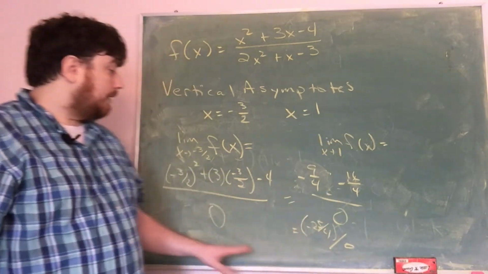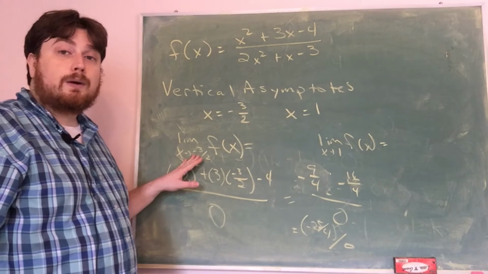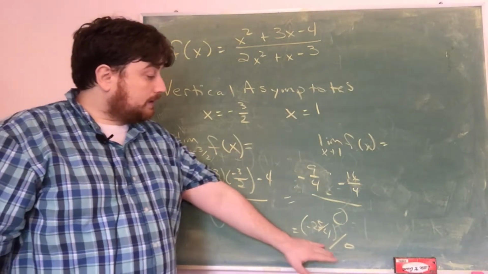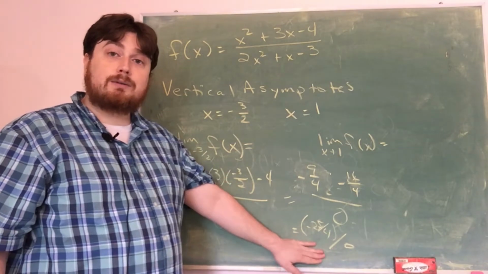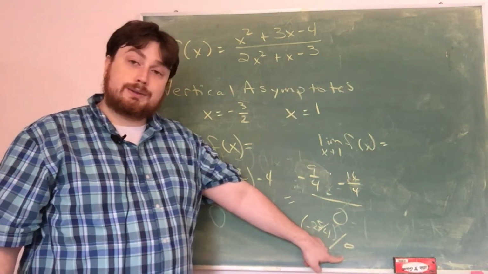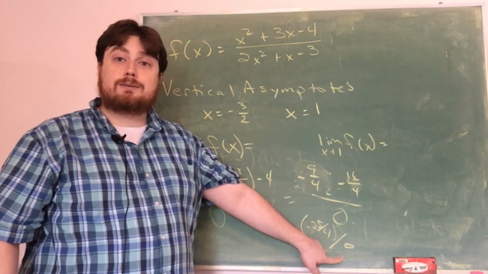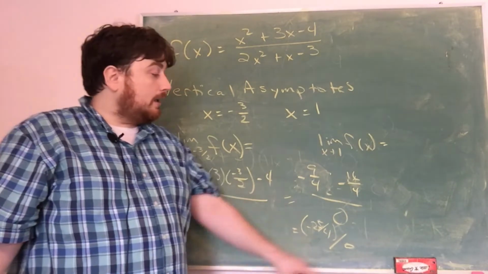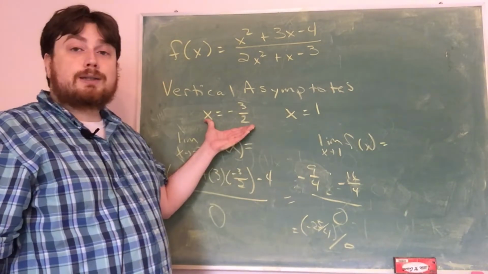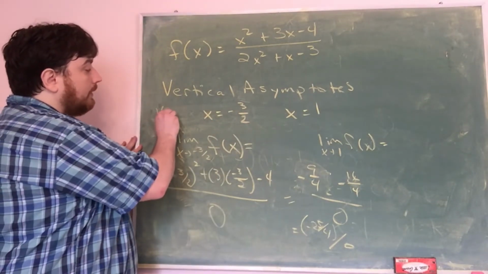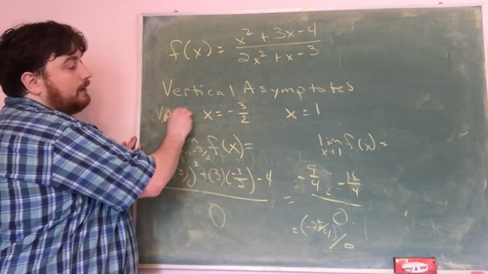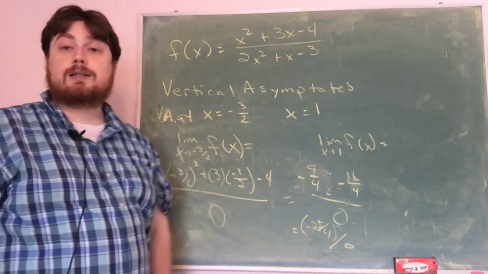Whether it's positive or negative depends on which direction we're coming from. And so what's going to end up happening here is that one direction is going to be positive infinity, one's going to be negative infinity. So if I get a number over 0, I know one of the directions is positive infinity or negative infinity. And so I know that I do have a vertical asymptote, which I'm going to denote VA, at x equals negative 3/2.